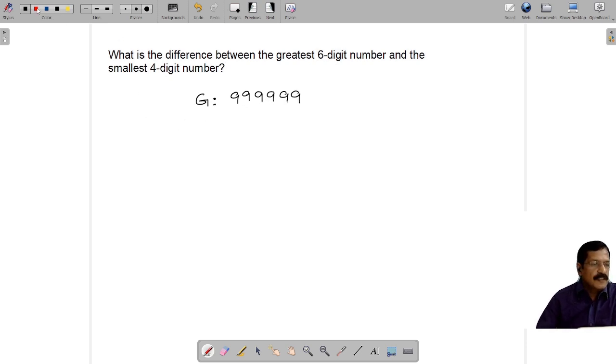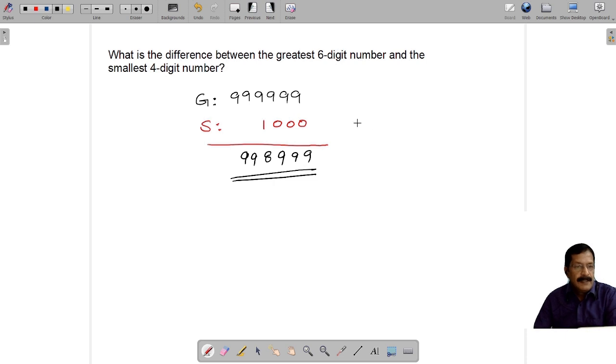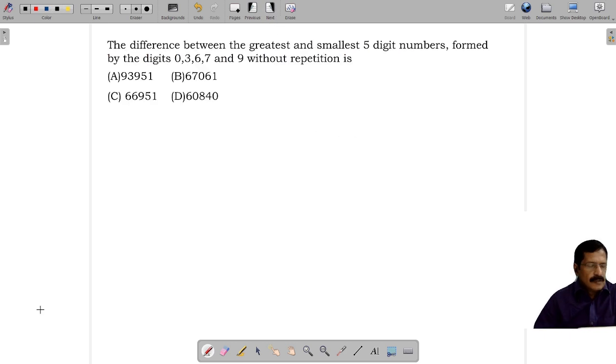Now, what about the smallest? It is a 4-digit number, so 1, 0, 0, 0. Now we have to take the difference. Here it is 9, here also 9, 9, and 9 minus 1 is 8, then 9, 9. So this is the difference between the greatest 6-digit number and the smallest 4-digit number. Okay, children?